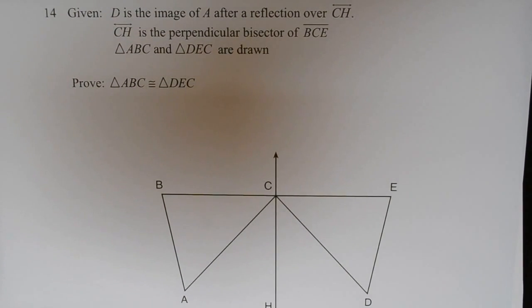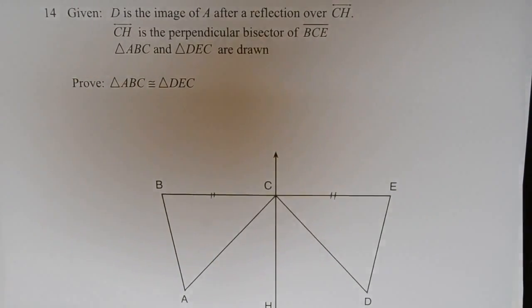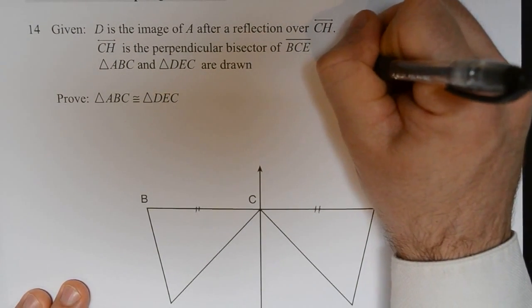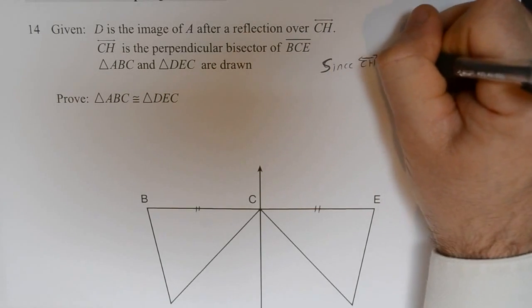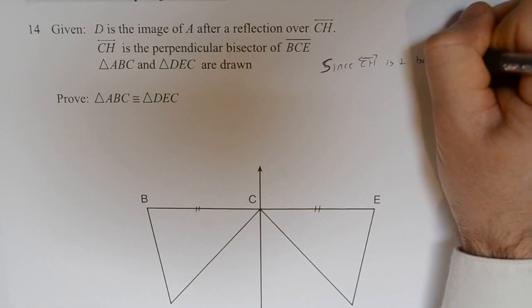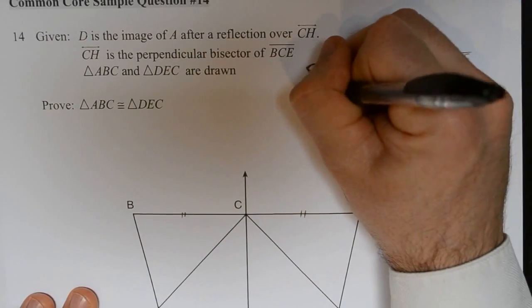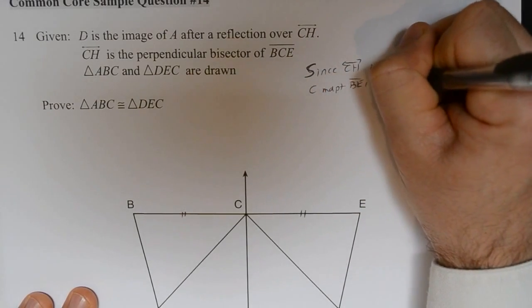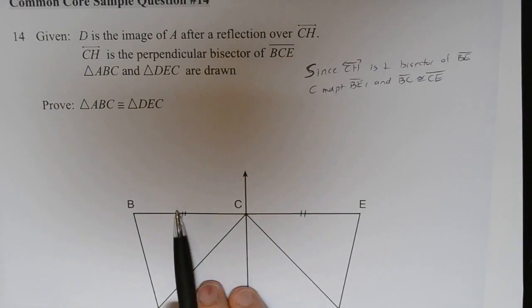Okay, well, let's see. If we have a perpendicular bisector, then that's going to tell me a couple of things. Obviously, C is the midpoint, so BC and CE are congruent. Let's start there. Since CH is the perpendicular bisector of BE, C is the midpoint of BE, and BC is congruent to CE. Alright, so we got a pair of sides there.